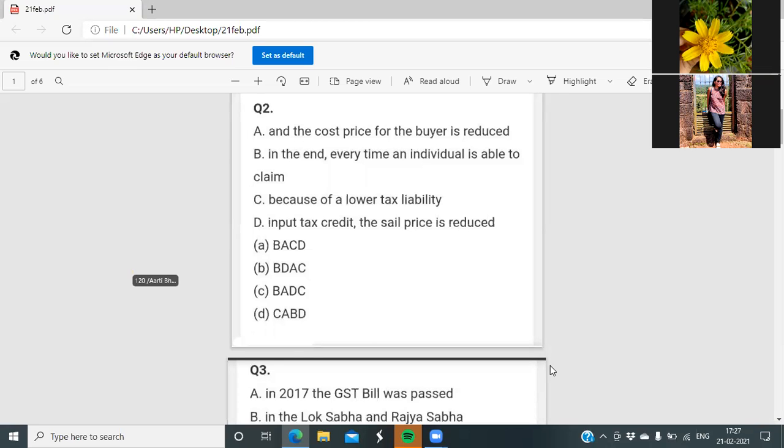Okay, Hamdan, you're confused. No problem, I'll explain it to you. So here I said the correct answer is option B. Why? In this option B, the arrangement is that B will be first. In the end, every time an individual is able to claim. So for now, is the statement appearing a bit complete to you? A bit, not completely, partially complete.